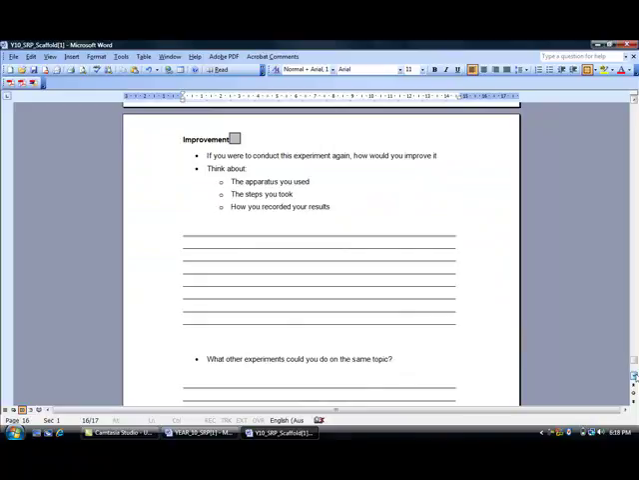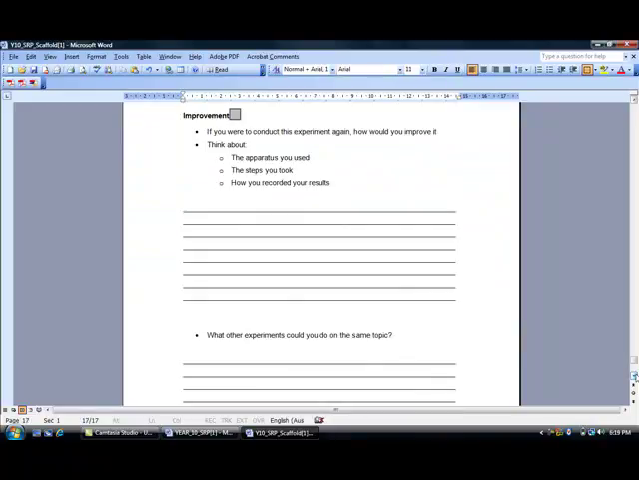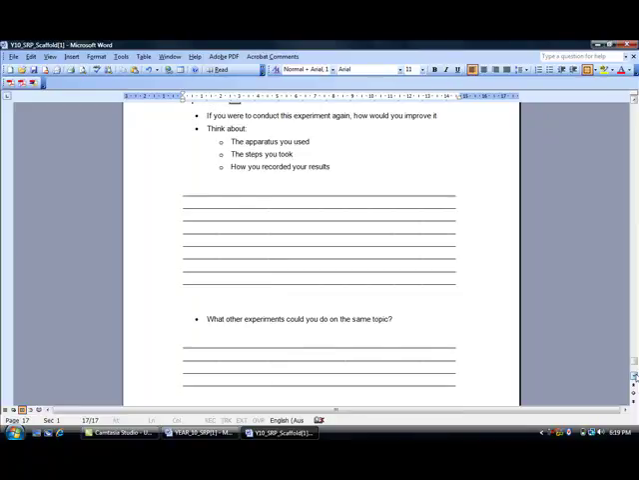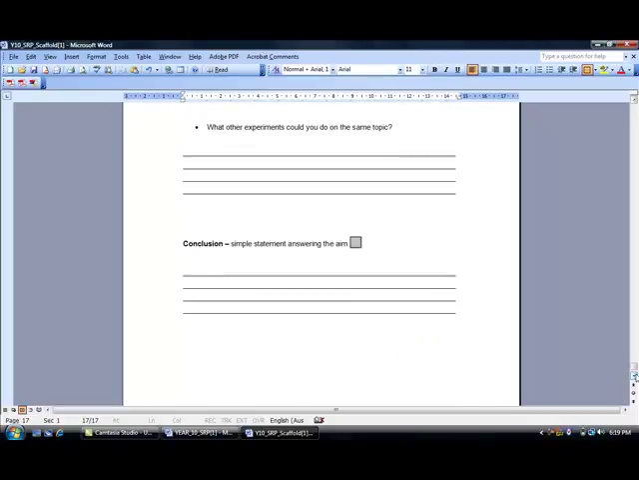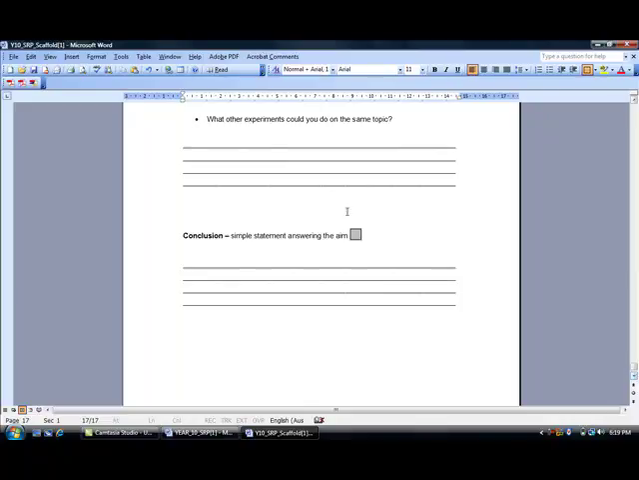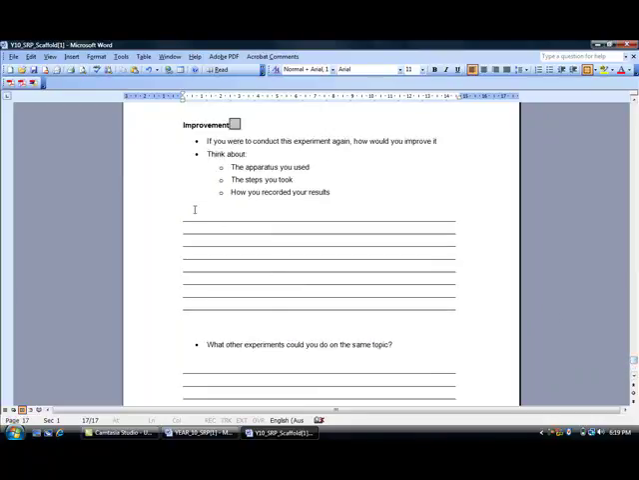Improvement. If you were to conduct the experiment again, how would you improve it? Think about the apparatus you used, the steps you took, how you recorded your results, anything else that you think might be an improvement. And what other experiments could you do on the same topic? And again, that refers back to future research on a similar topic. You answered one question, is there another question that could be asked after that? And finally, a conclusion where you will refer back to the aim. So basically, using that scaffold there, just adding in your answers.